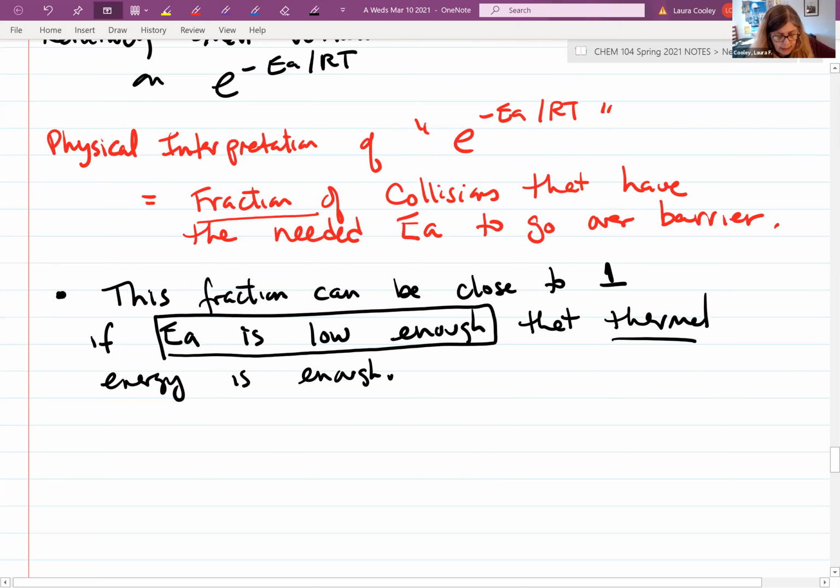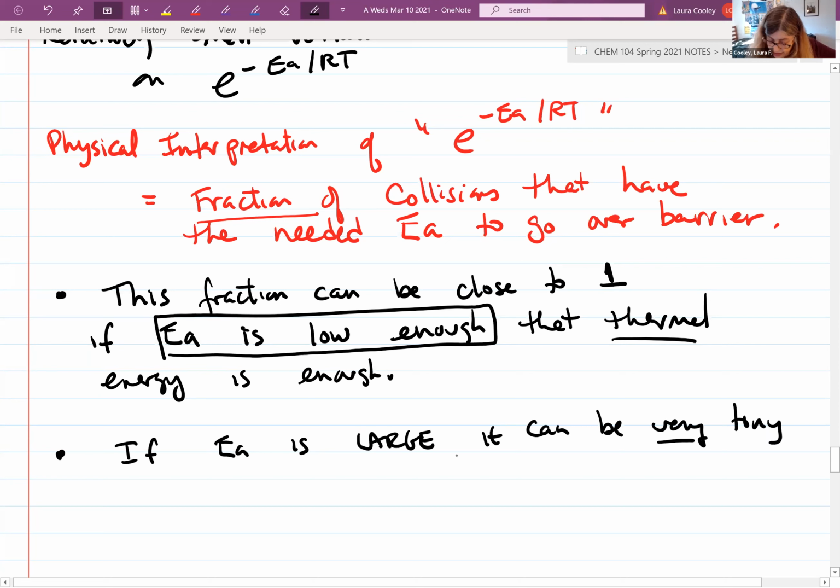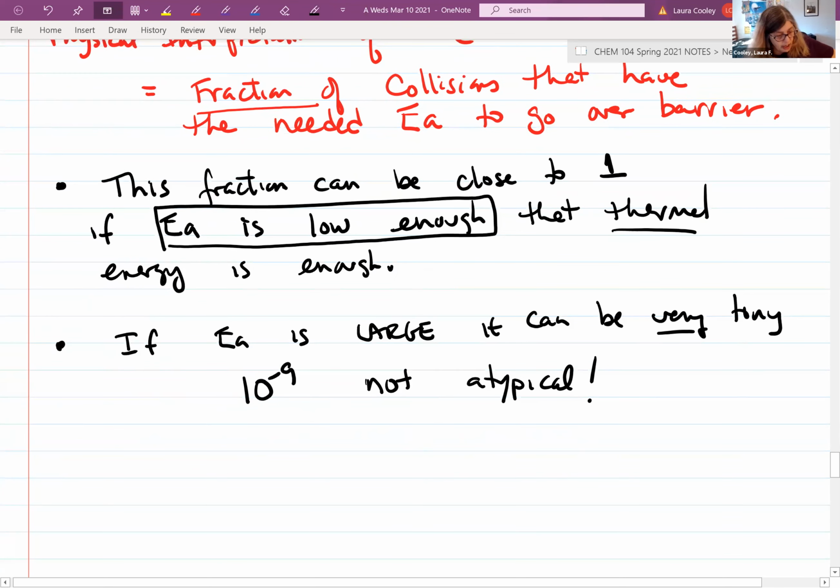Okay, well, let's consider, oh, and of course, if the EA is large, it can be very tiny. Values of 10 to the minus 9th are not atypical. So it really can be very tiny. So let me talk about this. This is e to the minus EA over RT. So what is this RT?